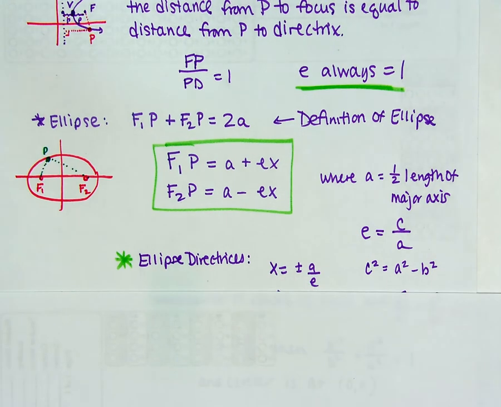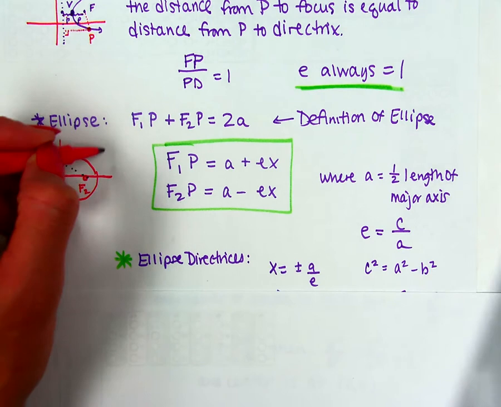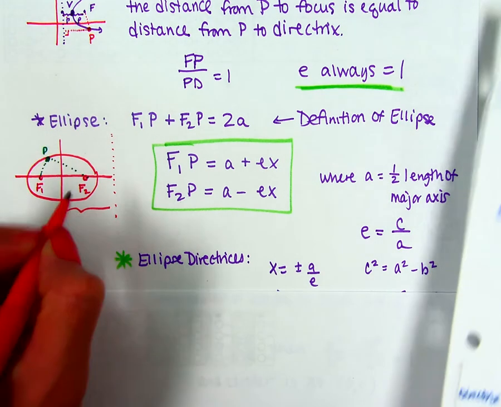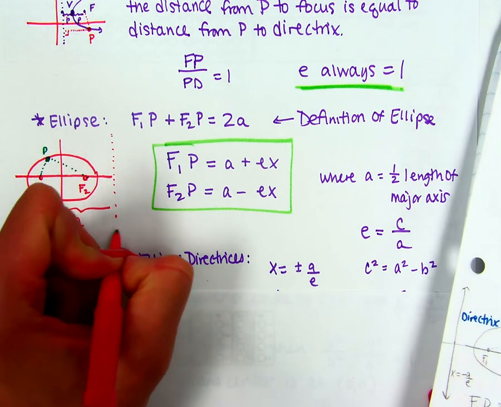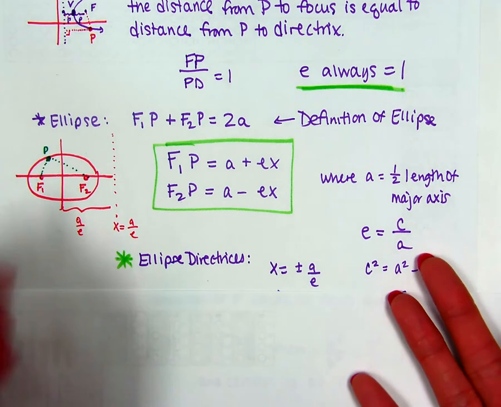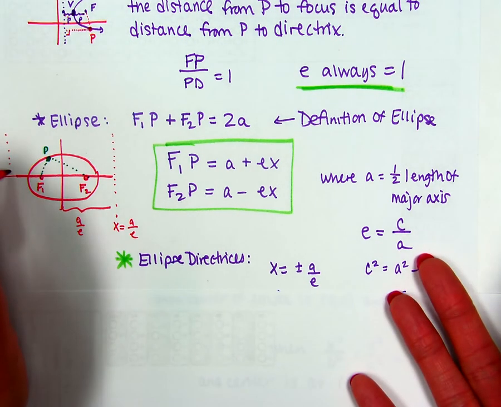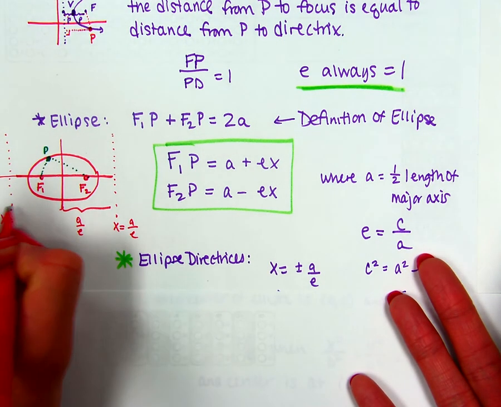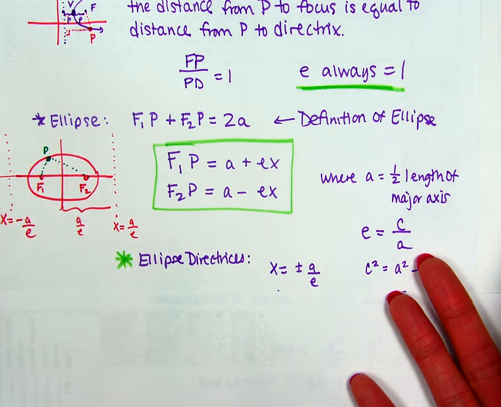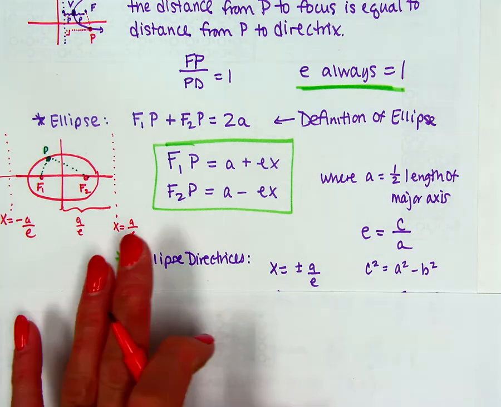So my directrices, that's the plural for the directrix, is going to be on the outside of my ellipse. So they're going to be over here. This distance is going to be a over e, so this equation is a vertical line. It's x equals a over e, and this distance will be, or this equation is x equals negative a over e. Okay, so that's why it's plus or minus, because you have two of them.